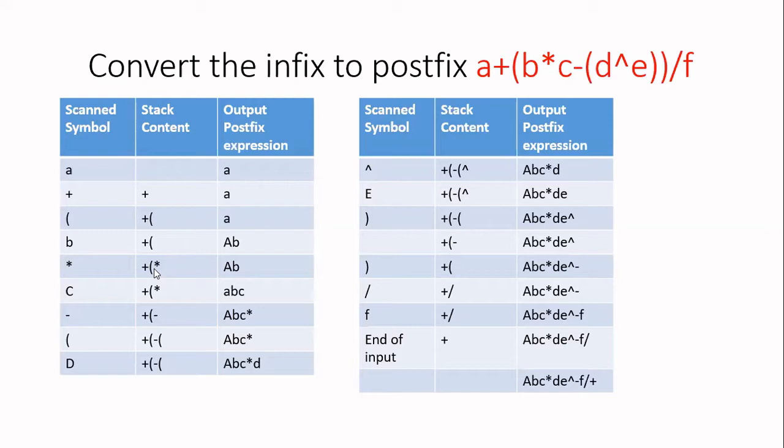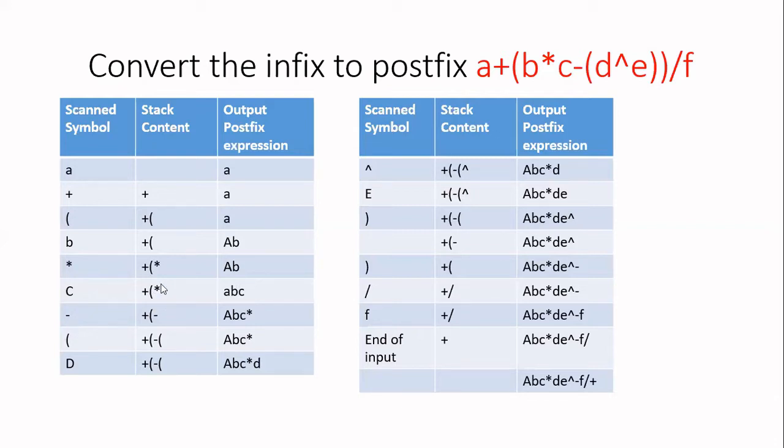Next, I am getting the next character as C. It is an operand. When you get an operand, write it at the output. So previously I have AB, now I am writing C at the output. Next, the next character is minus. When you get an operator, now you have to compare the priority of this operator with the priority of the operator on the top of the stack. Now, what is the operator on the top of the stack? See the previous one, multiply.